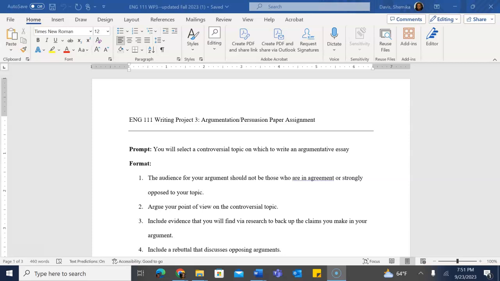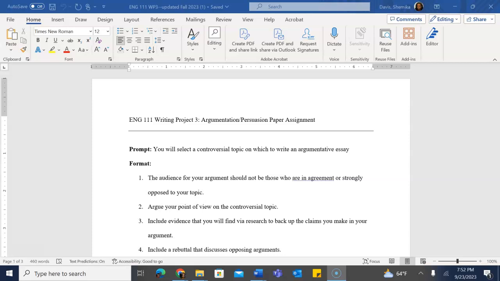I wanted to go over the prompt and format for this paper just to give students a clear understanding of what it is you need to do for this specific paper. So the prompt for this paper is that you will select a controversial topic, which obviously we'll discuss in class, on a topic that you would like to discuss for an argumentative style essay, okay?